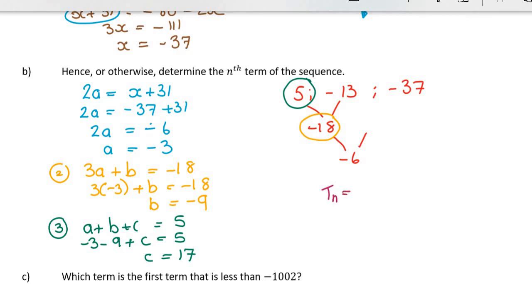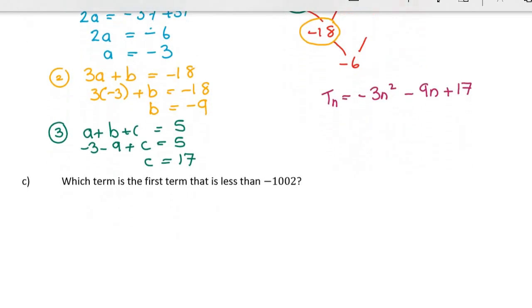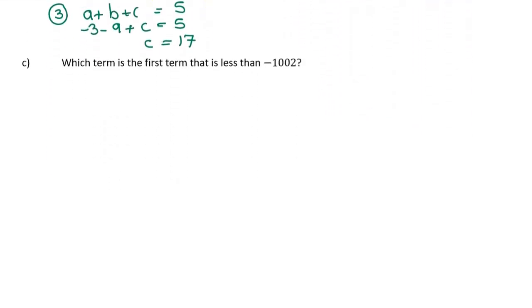So what is the nth term of my sequence? Tn is equal to negative 3n squared minus 9n plus 17. Now again, I'm quickly going to sub in n as 1 and I check if I get 5. Sub in n as 2 and check if I get minus 13, just so that I know that I'm right before I move on. So I checked both of those on my calculator and they did actually work out, which means I can carry on because I know I've got the right formula.